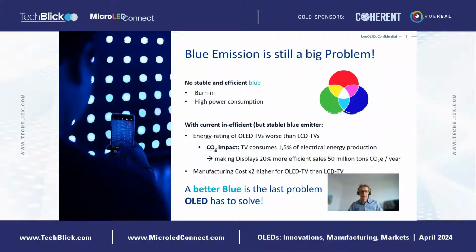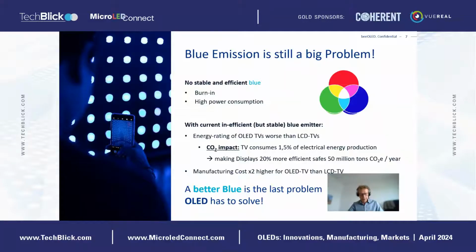Green and red are okay, but blue is low efficiency, so the overall OLED efficiency is lagging behind LCD efficiency. And it's kind of hurting even from a carbon dioxide perspective. 1.5% of all electrical energy created by mankind is used for watching TV. That's a surprisingly big number. So even from this perspective, it definitely makes sense to work on the efficiency.